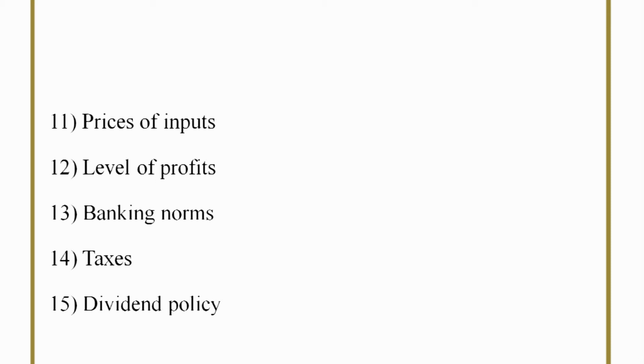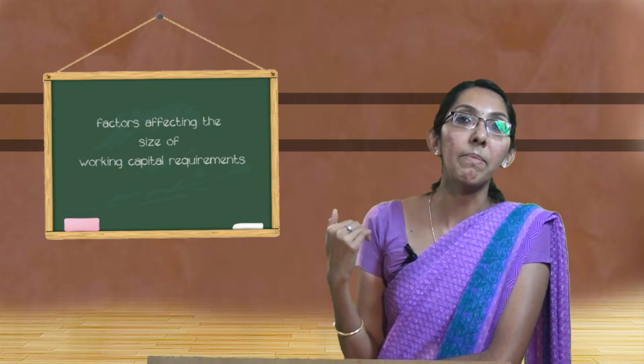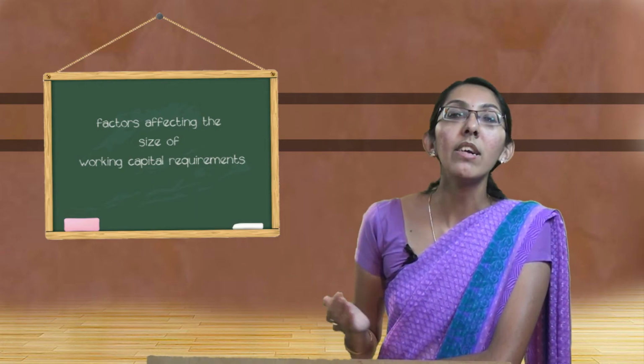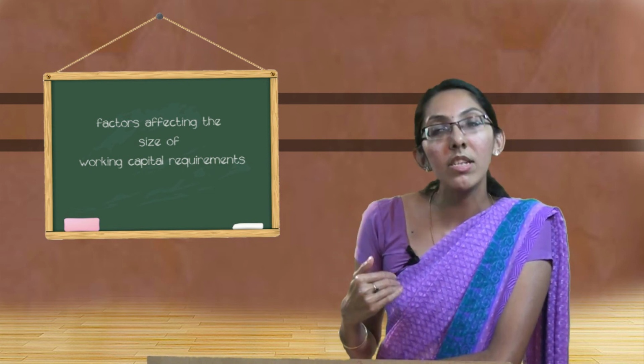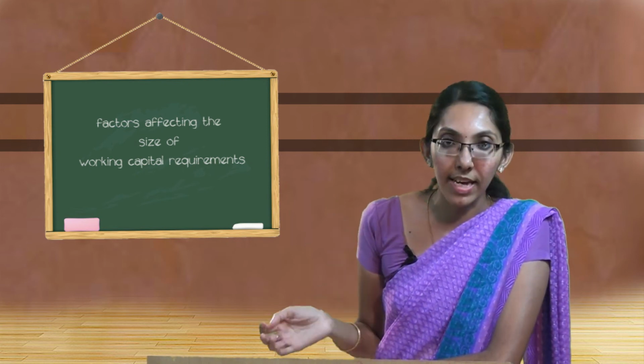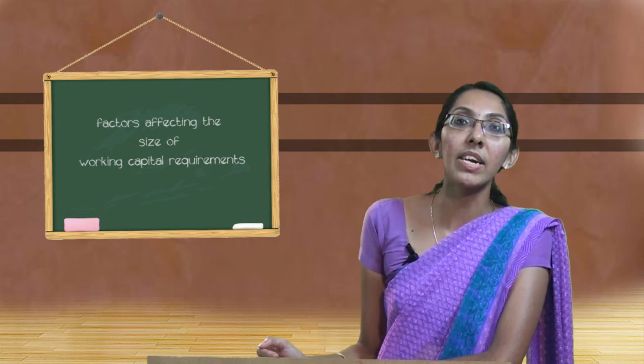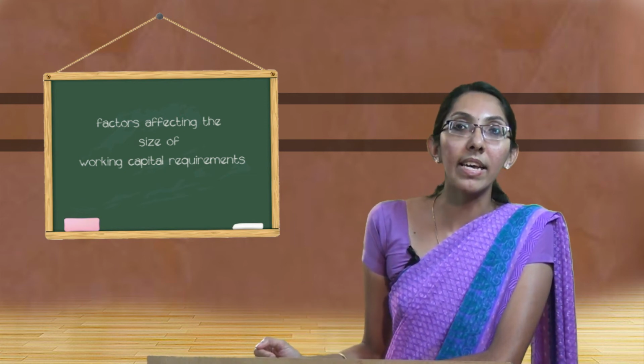The next, 12th factor to be considered here is the level of profits. That is, what is the profit a business earns? With higher profits, the same profit can be invested again in the business or ploughed back into the business, so the working capital requirement reduces. On the other hand, when the level of profit is very low, the cash available reduces, so the working capital requirement increases.